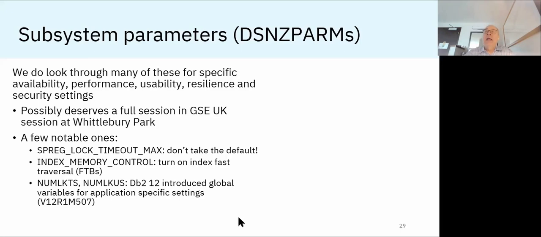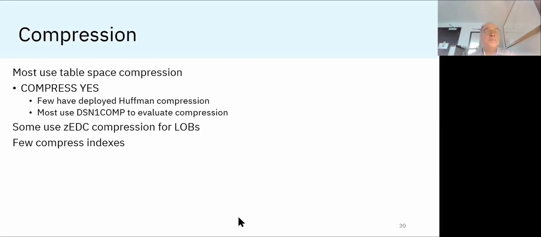And what's important to note is that in version 12, DB2 provided global variables that you can set at an application level to have a specific value for that application that corresponds to the number of locks per table space or number of locks per user. So you can have a reasonable number in zparms for the whole DB2 environment, and then for specific exceptions, you can set those global variables. And like I said, there are so many zparms, we can't spend too much time on them right now.